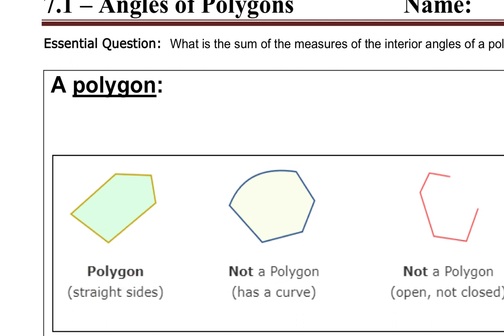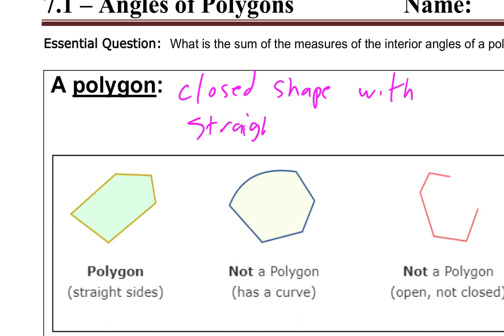So that means it is a closed shape with straight sides. Okay, so it's a closed shape like this, and it has straight sides. So this is a polygon. This is not a polygon because this one has a curve. This part right here tells us no, it's not, because it has a curve.